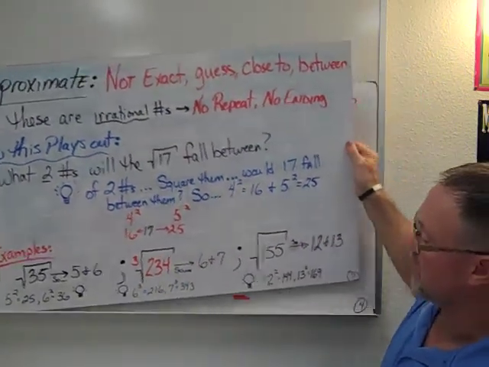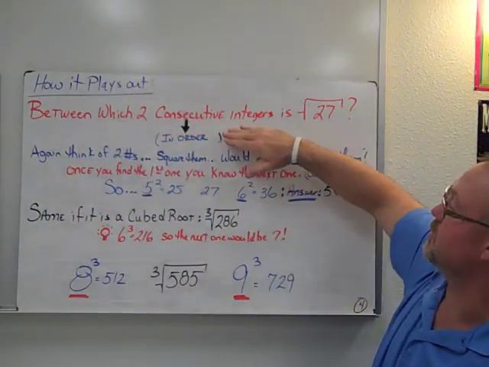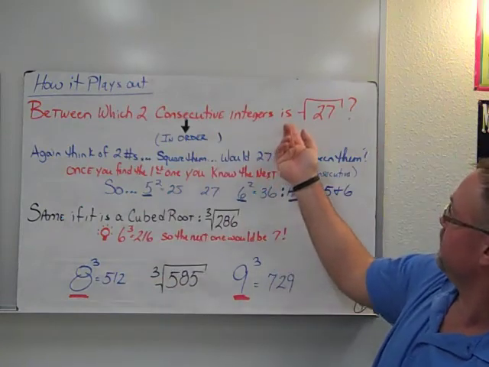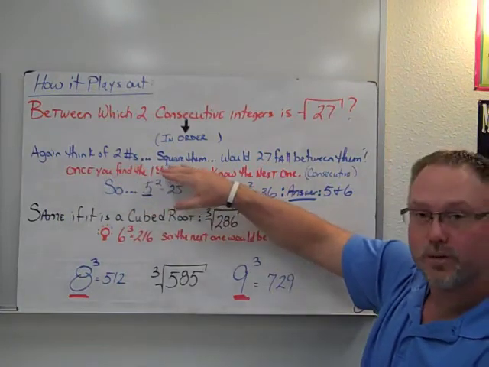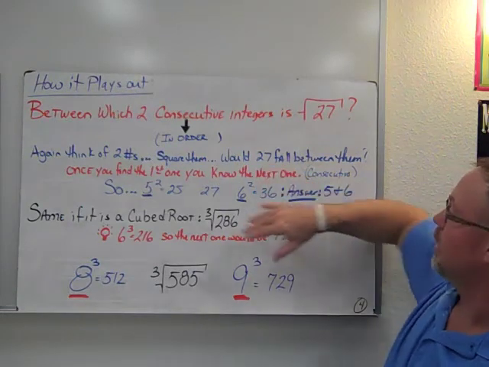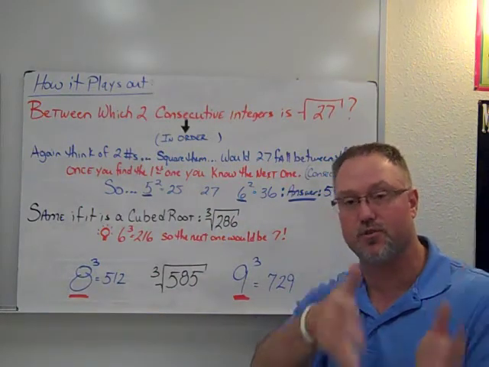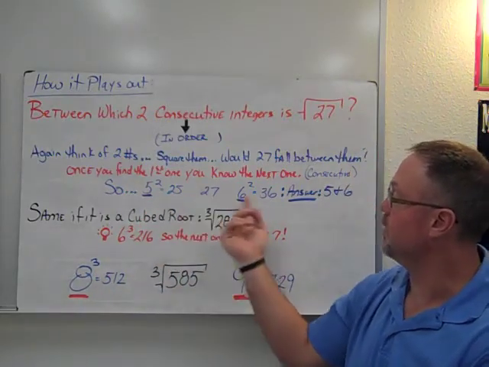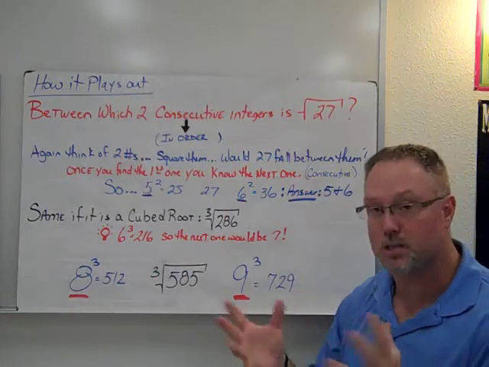So as we go on with this concept, we're going to look at between which two consecutive integers, meaning in order as they go, and we've already kind of been doing that, is the square root of 27. So again, we're going to think of two numbers. We're going to square them. And would 27 fall in between once we square those numbers? So once you find the first one, the second one is just the one next in order. So if you find it, the answer is 4, it's going to be 5. In this case, it's 5 and 6. It falls in between those two. So our answer is it falls in between 5 and 6. So again, approximate, not the exact.